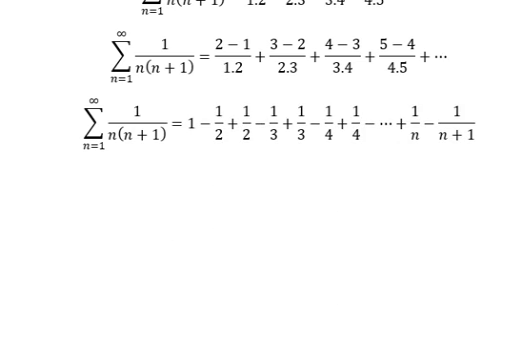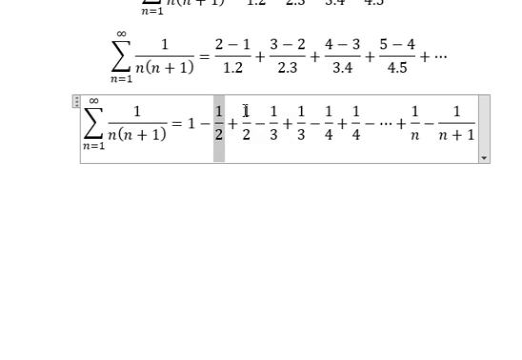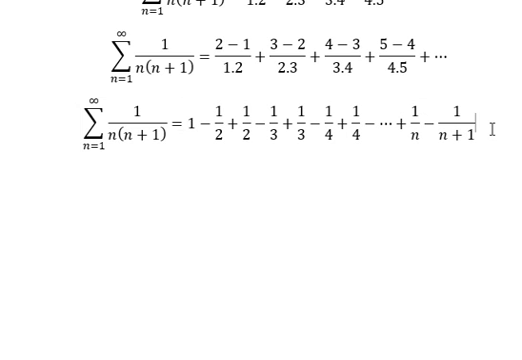So this number cancels this number, this one cancels this one, and so on in here, until we have only 1 minus 1 over n plus 1.